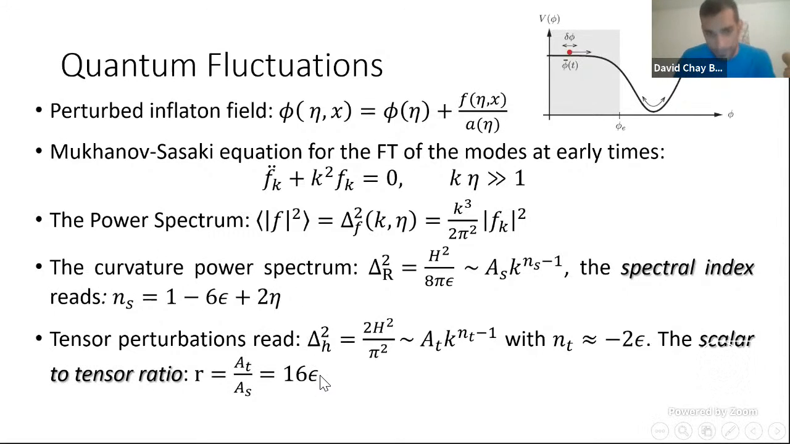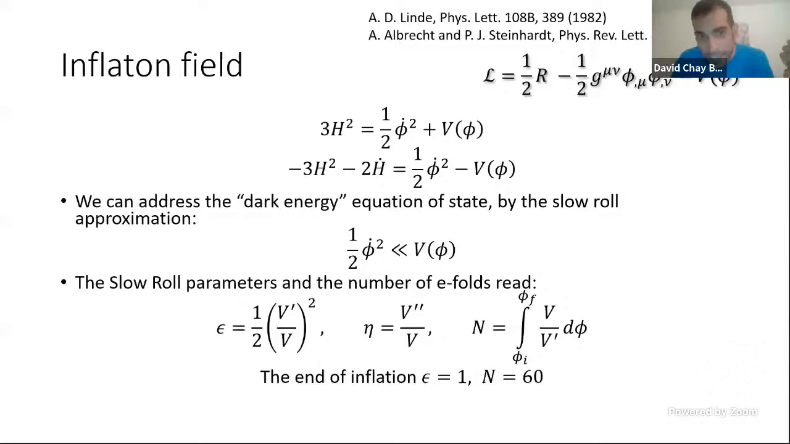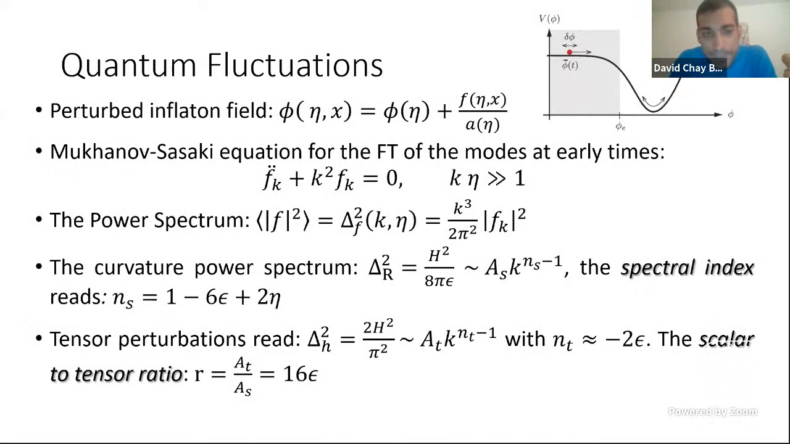Now, after some mathematics, which is taught in a course of cosmology, it is possible to show that NS and R are related to the epsilon and the eta that we found before. Only to remind you, the epsilon and the eta are the slow roll parameters related to the homogeneous solution. But if you know their rate in the beginning of the inflationary phase, you can find the R and the NS.